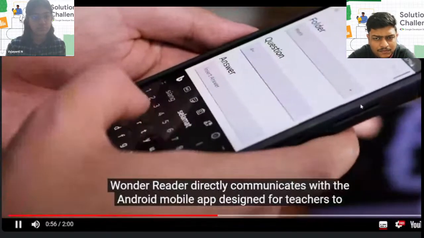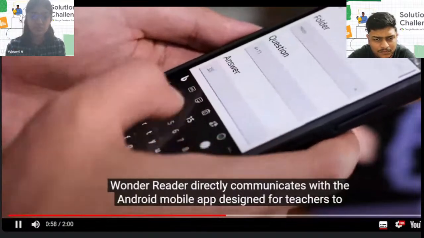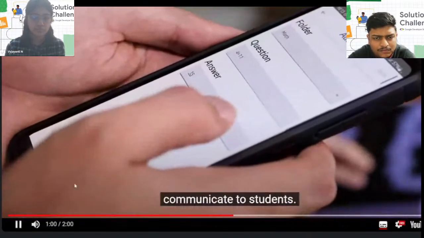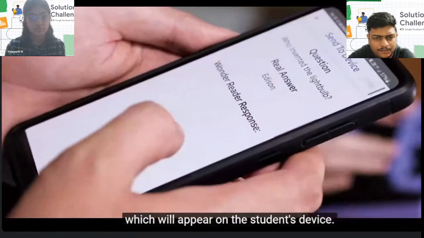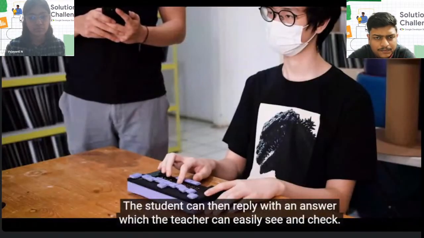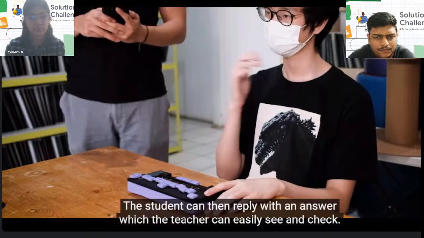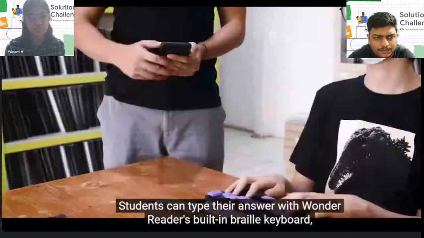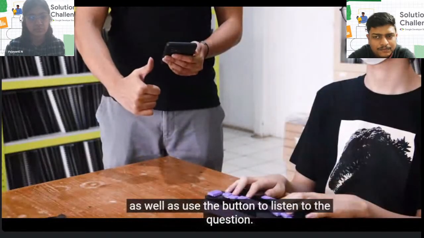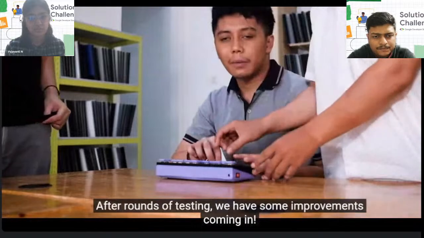Wonder Reader directly communicates with the Android mobile app designed for teachers to communicate to students. The teacher can send their custom pre-made questions which will appear on the student's device. The student can then reply with an answer which the teacher can easily see and check. Students can type their answer with Wonder Reader's built-in Braille keyboard, as well as use the button to listen to the question. After rounds of testing, we have some improvements coming in.